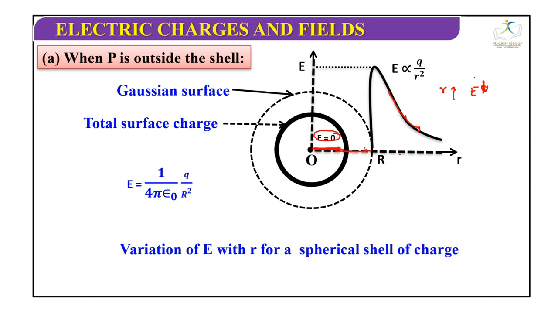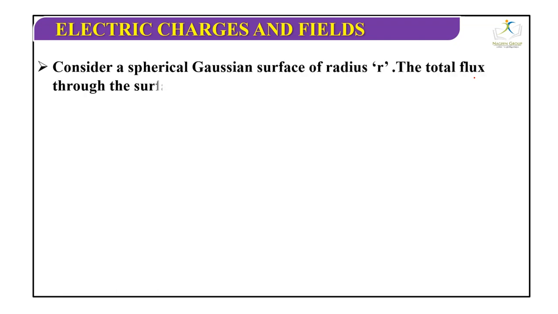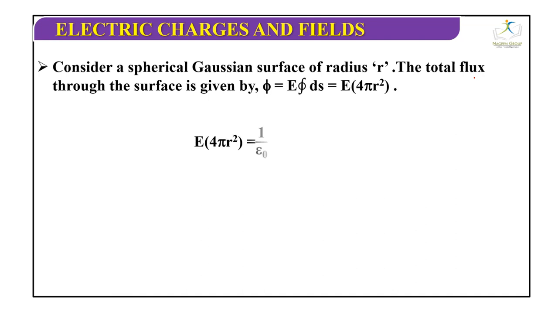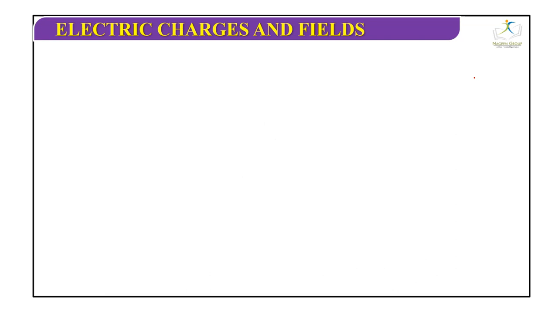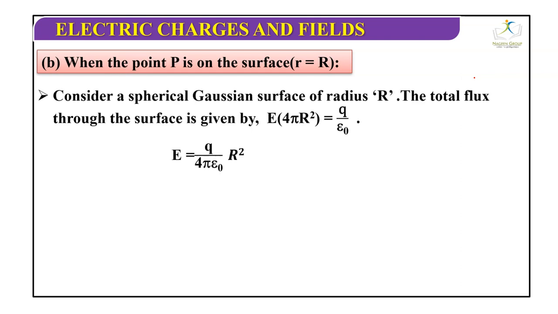Variation of E with R for a spherical shell of charge. Consider a Gaussian surface of radius R. The total flux through the surface phi is equal to E closed integration ds. The value of closed integration ds is 4 pi r square. So E into 4 pi r square is equal to Q by epsilon naught. That means the value of E comes to this. When point P is on the surface, then R is equal to capital R and we get the formula E is equal to Q by 4 pi epsilon naught R square. E is equal to sigma divided by epsilon naught, where sigma is equal to Q by 4 pi R square.